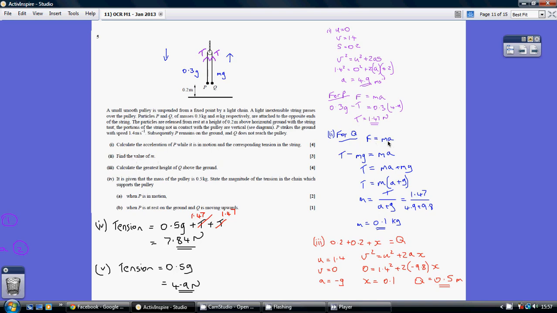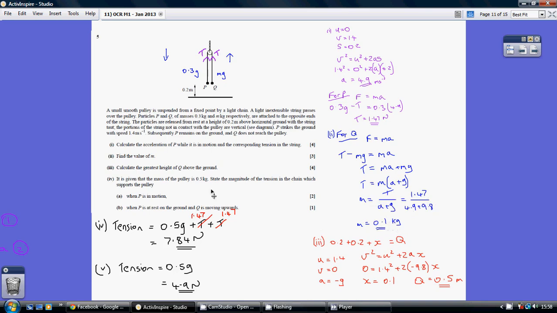Now for part 2, we need to find the value of m, so we really need another equation to help us out. So if we look at Q now, and again use Newton's second law, F equals ma, well now we're going upwards, so the tension is greater than mg, so our net force is T minus mg equaling ma. Rearranging this, I can get m equaling T over A plus g, so substituting in, because I know T, I know A, and of course I know g, I've got m being 0.1 kilograms.